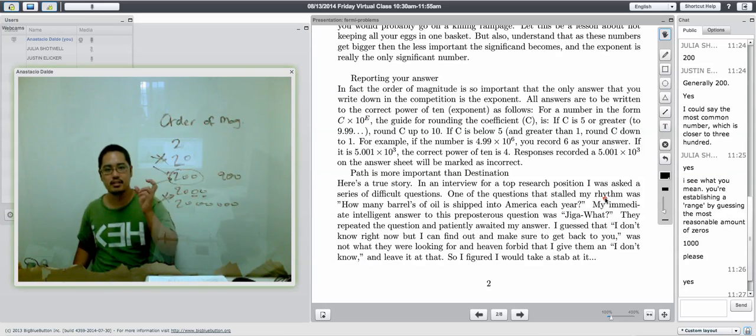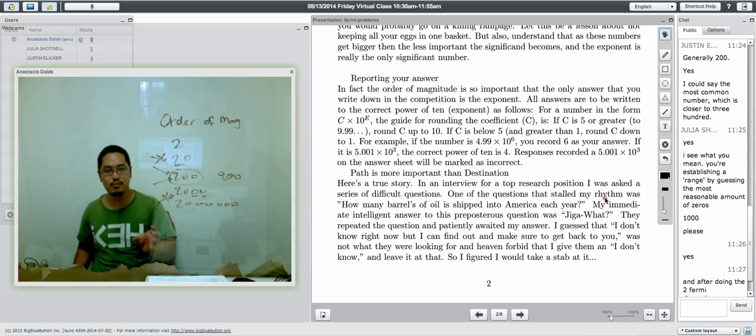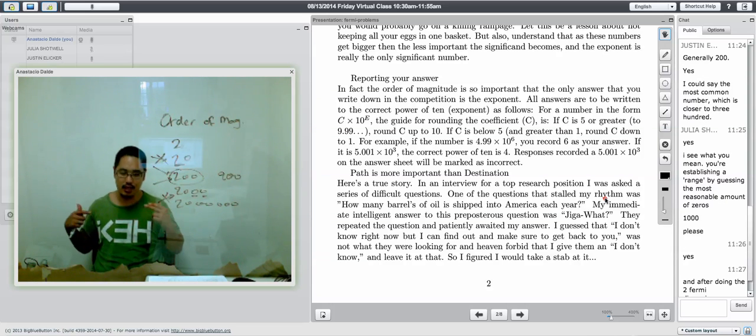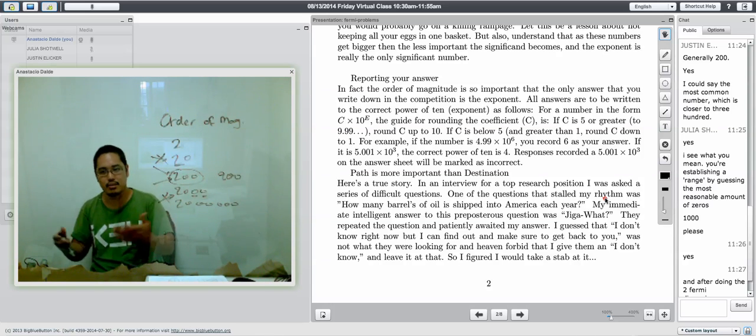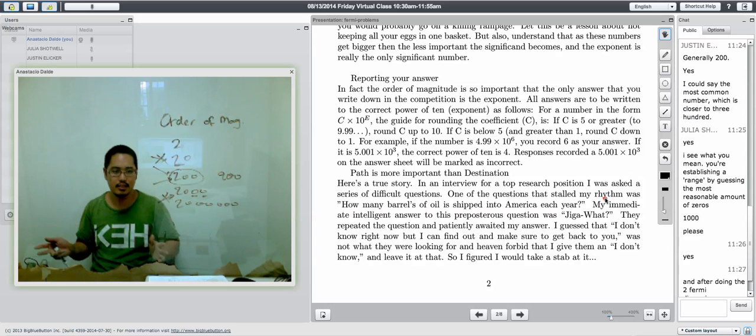Order of magnitude is so important that the only answer that you write down in the competition... What I meant is I actually wrote this article so that I could prepare some students a while back for this competition that we were going to do on Fermi questions.